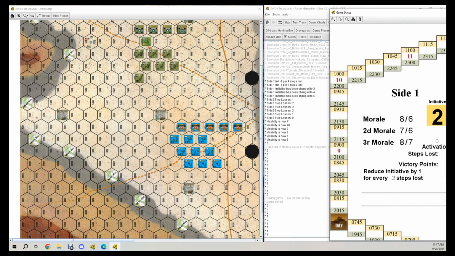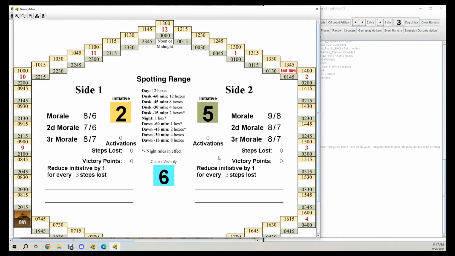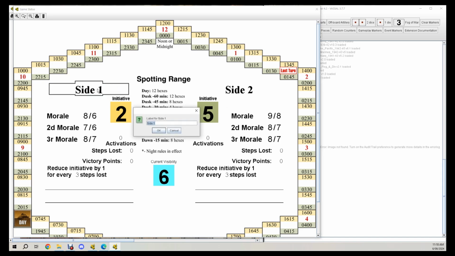So we have 20 turns. So we start at 0800 and we finish at 1345. I've put the visibility down here. Again, step loss. And we've got the two morale values for the Americans and the one. Side one. That's where I want to put it.